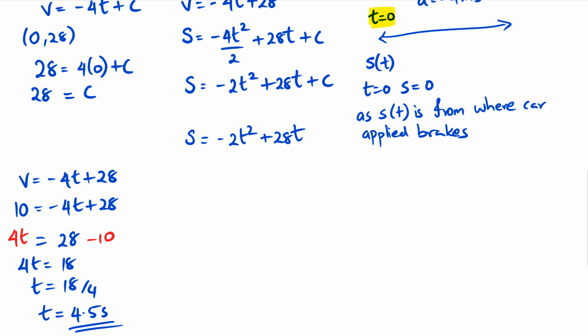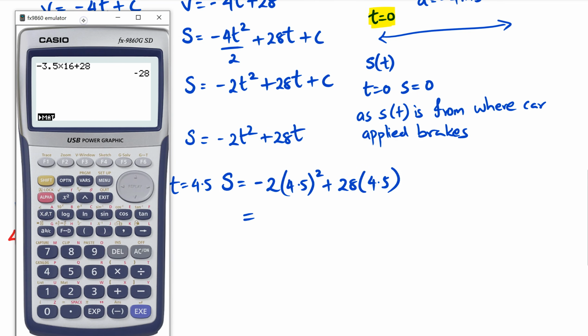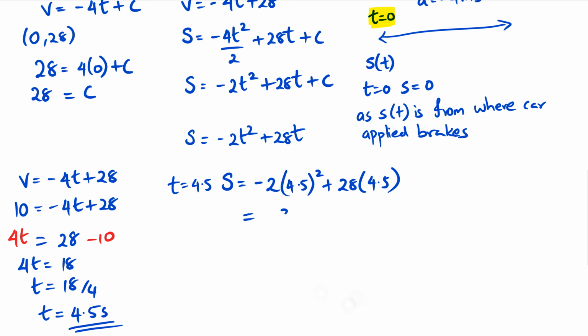Once I've got that 4.5 seconds, I can take it back to the s equation and put in 4.5, and you can figure out the distance the car has traveled. So I'm going to get -2 times 4.5 squared plus 28 times 4.5. Yes, I'm going to need a calculator for this. So what have you got? -2 times 4.5 squared plus 28 times 4.5 gives me 85.5 meters.